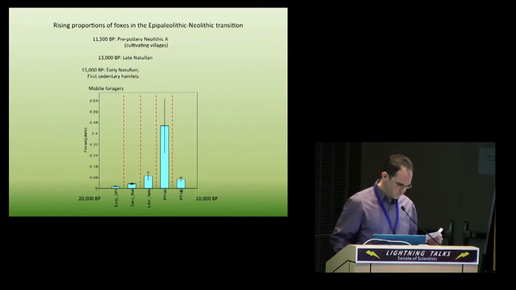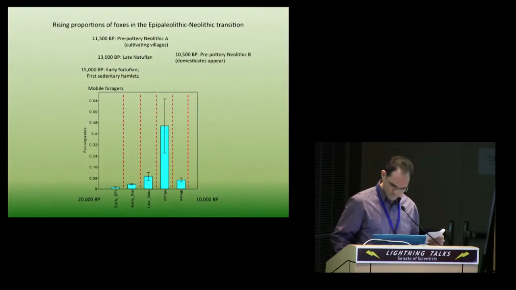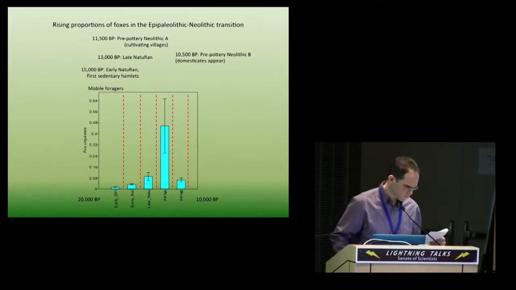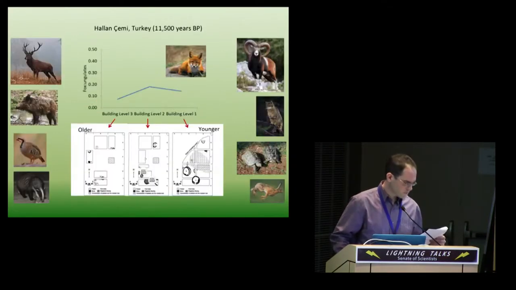Foxes decrease in the Pre-Pottery Neolithic B period, when domesticates first appear and the animal economy is starting to radically change. They still, however, retain much higher proportions compared to the pre-Natufian periods. This phenomenon is not unique to the Levant. Farther north in southern Turkey, the first sedentary settlement is called Hallan Çemi. It's dated to about 11,500 BP and has provided us with a huge and well-preserved faunal assemblage. The site had three habitation levels, and in each, foxes comprise an important part of the bone assemblage, and the proportion of foxes actually rises during the occupation of the site.